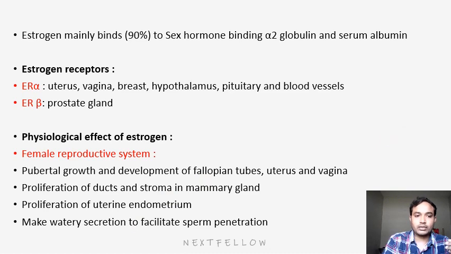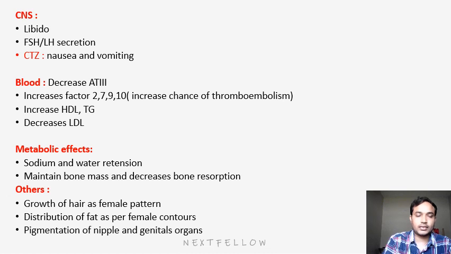Next is the estrogen effect on the CNS. It is beneficial for libido. Next, it affects FSH and LH secretion. In the CTZ, the chemoreceptor trigger zone, it causes nausea and vomiting. Next, on blood, it decreases antithrombin 3 level, which is an anticoagulant, and increases clotting factors. Decreasing anticoagulant and increasing clotting factors means an increased chance of thromboembolism.